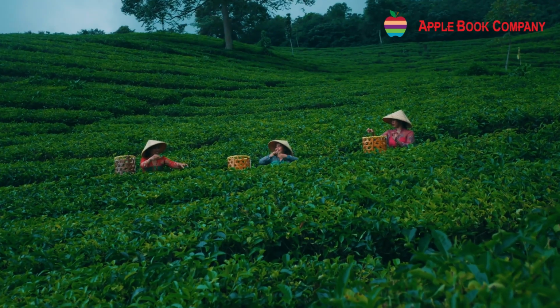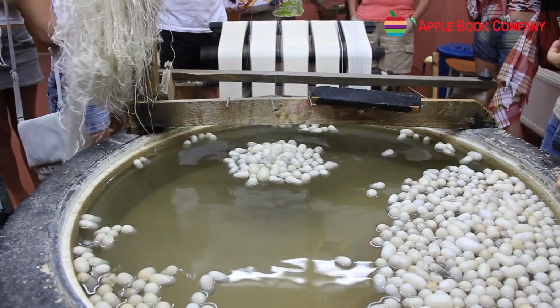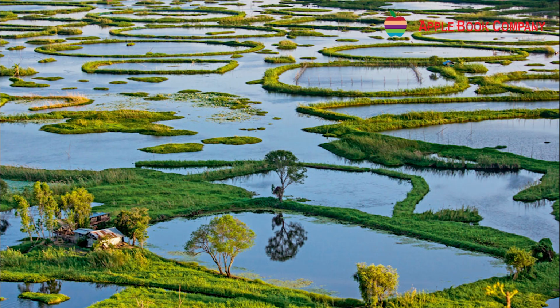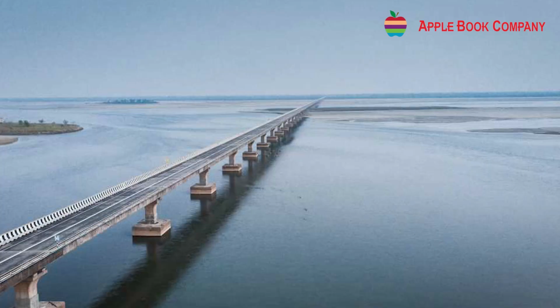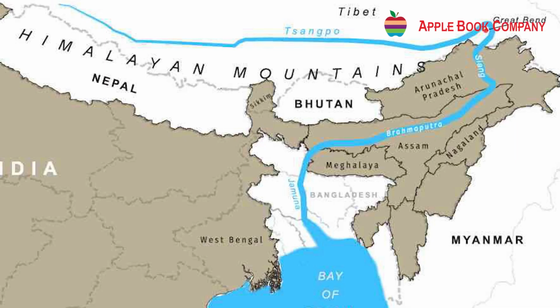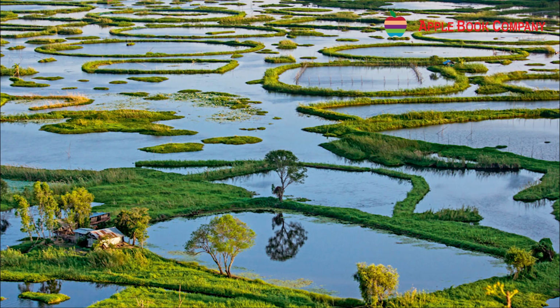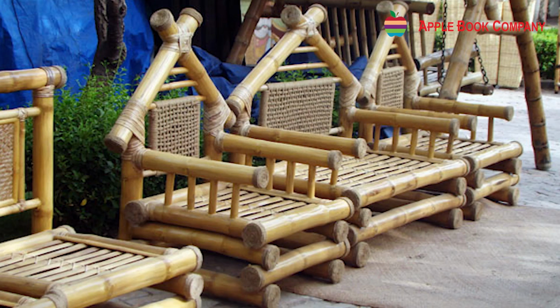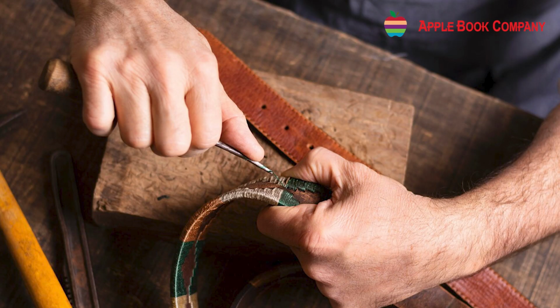Assam is known for its tea and silk. They are famous all over the world. Dispur is its capital. The Brahmaputra River flows through the state. Manipur is known as the land of jewels. The people here make beautiful things from bamboo, cane, and leather.